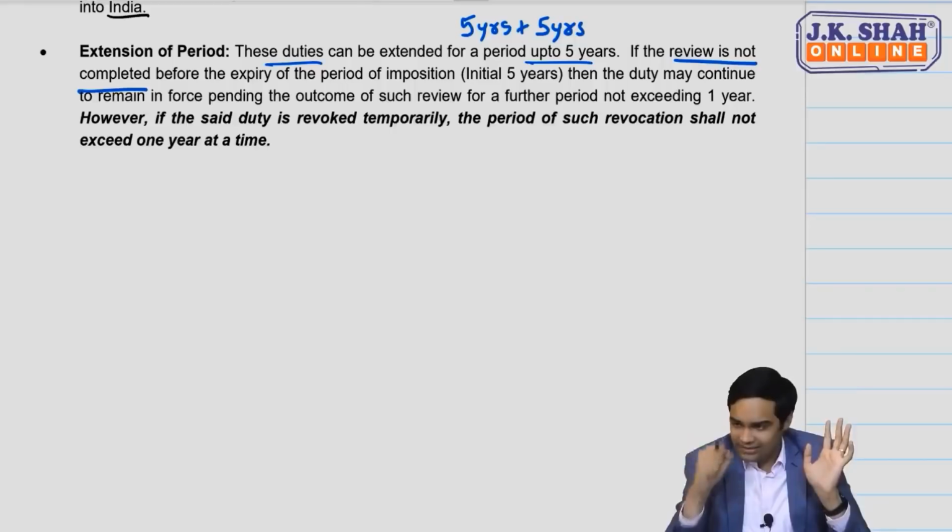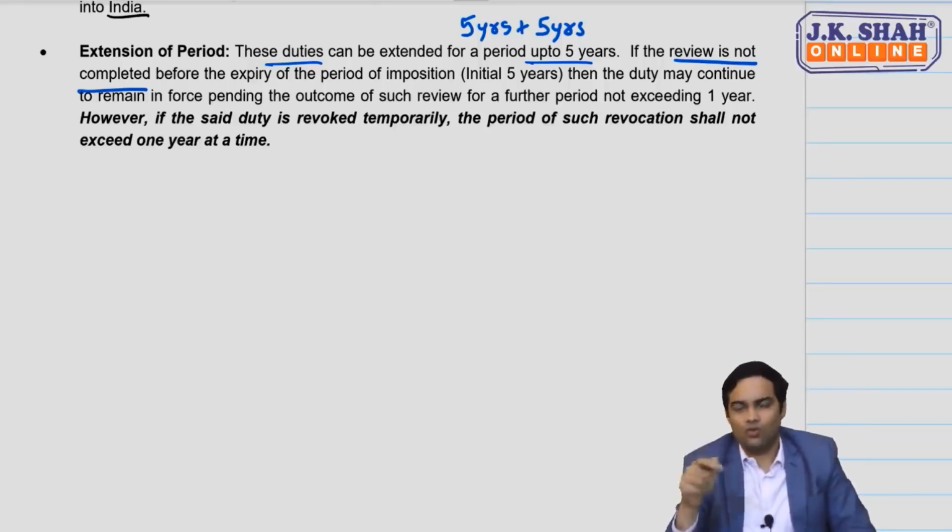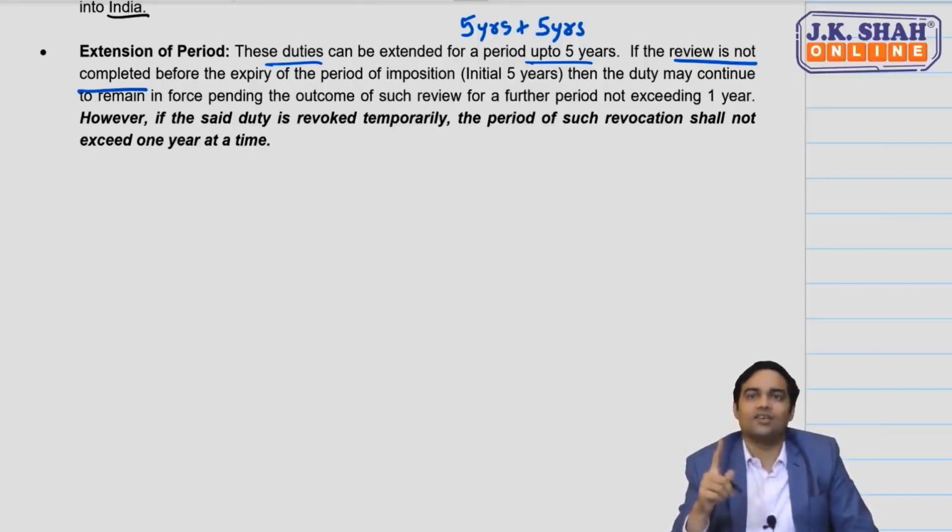So if government is removing it, then the period of such removal will not exceed 1 year. 2 points. 1, review: while the review is going on, it will still be valid for 1 year extra. Plus, if government is revoking it, they will do it for 1 year at a time.